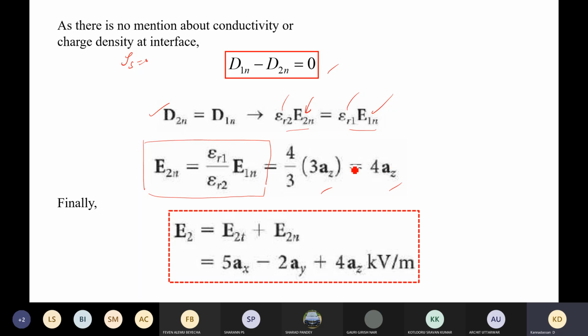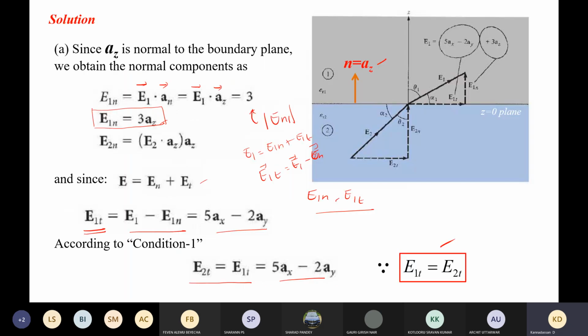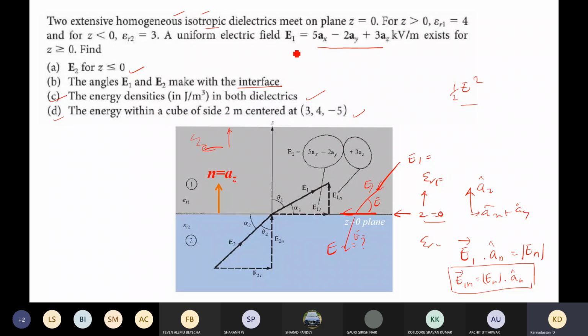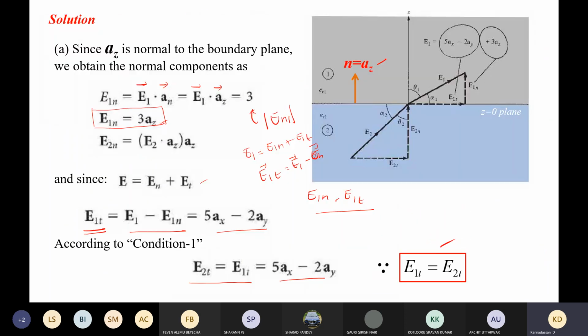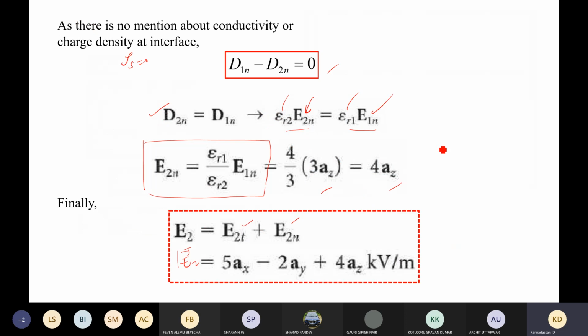So you already have this electric field's tangential component and normal component. When you add them, you will get E2. So by the way, you got the E2 vector. For the given E1 vector, we have calculated the E2 vector. Now we know both the E1 and E2 vectors, and we also know how to calculate their magnitudes. We have to take the sum of all the squared components and take the root, and you will get the magnitudes of E1 and E2.